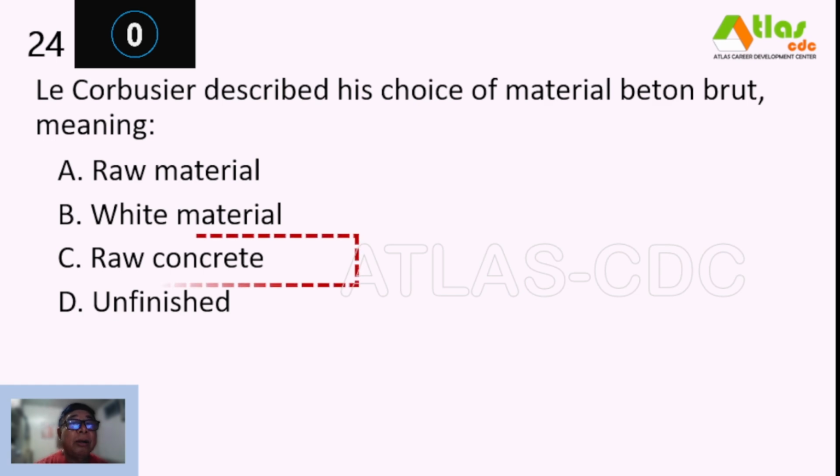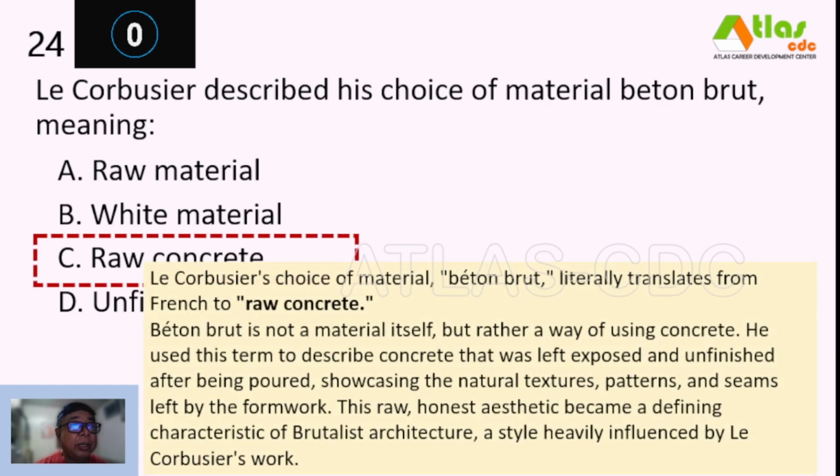And our correct answer is letter C, raw concrete. So Le Corbusier's choice of material, béton brut, literally translates from French to raw concrete. Béton brut is not a material itself, but rather a way of using concrete. He used this term to describe concrete that was left exposed and unfinished after being poured, showcasing the natural textures, patterns, and seams left by the formwork. This raw aesthetic became a defining characteristic of Brutalist architecture, a style heavily influenced by Le Corbusier's work.